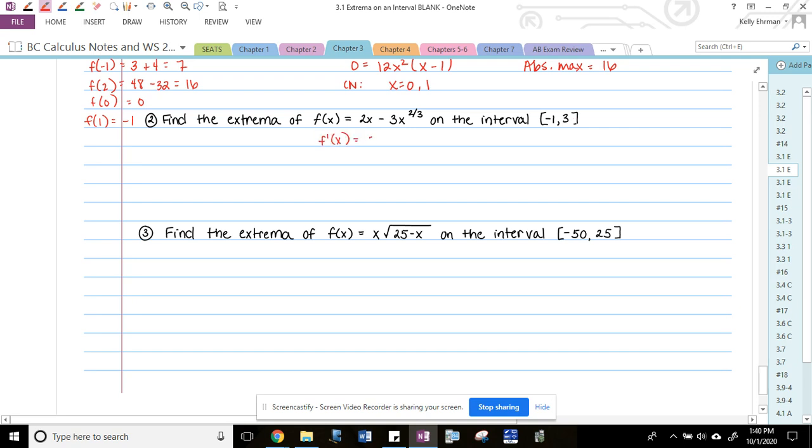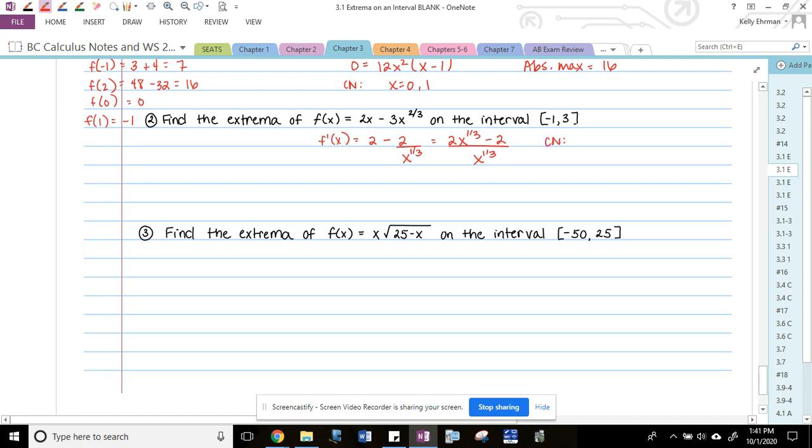It's 2 minus 3 times 2/3 is 2, and then it will be x to the negative 1/3, so 1 over x to the 1/3. f of x is defined everywhere on this interval, but I'm going to simplify this to 2x to the 1/3 minus 2, all over x to the 1/3.